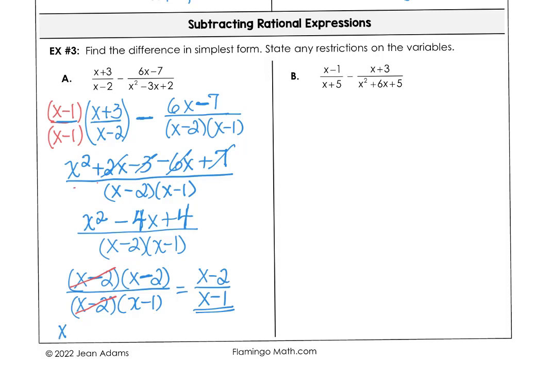And the restrictions would be restricted at positive 1. We can't have positive 1, and we can't have positive 2. So these are our restrictions here.